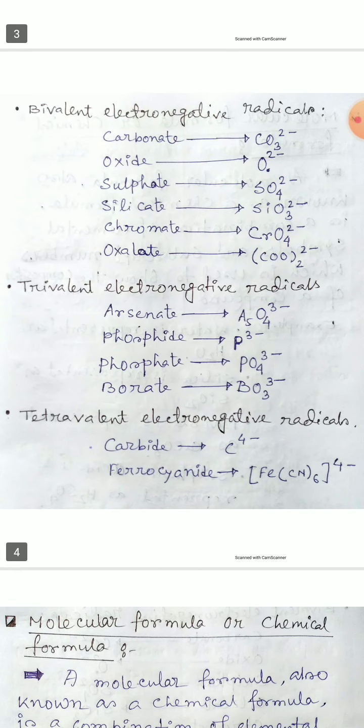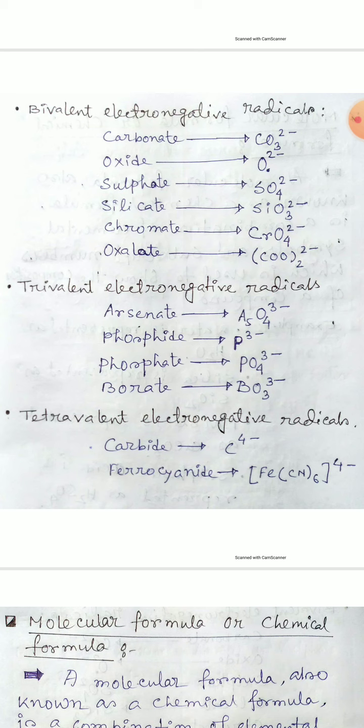Now bivalent electronegative radical, that is charge 2 minus. For example, carbonate CO3 2 minus, oxide O2 minus, sulfate SO4 2 minus, silicate SiO3 2 minus, chromate CrO4 2 minus, oxalate (COO)2 2 minus.